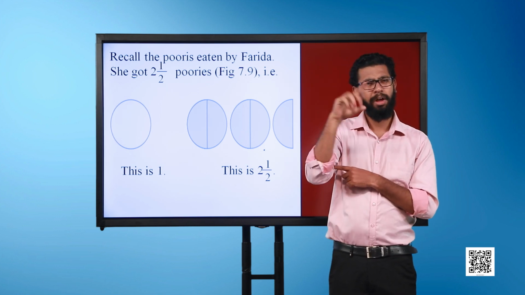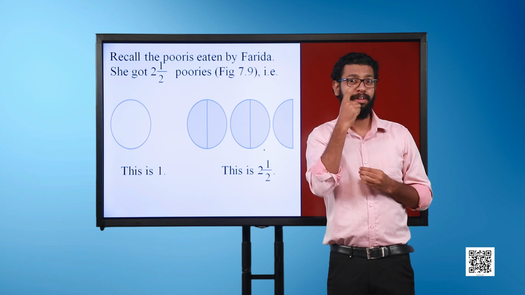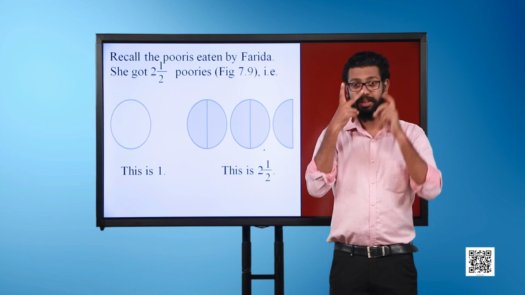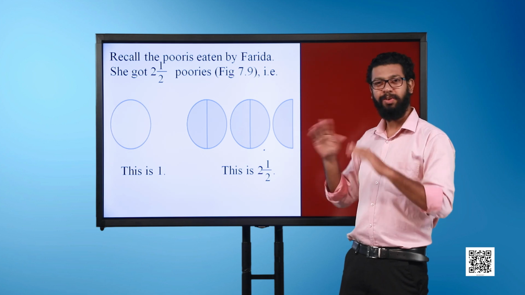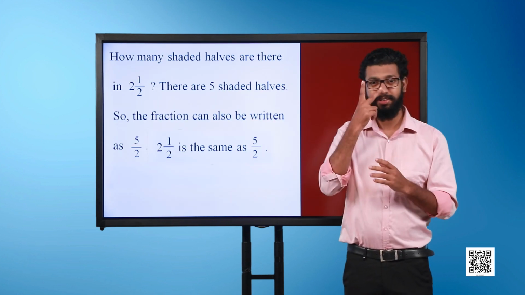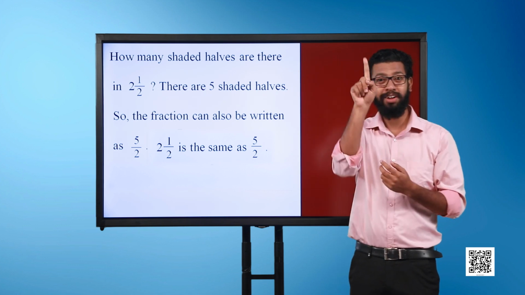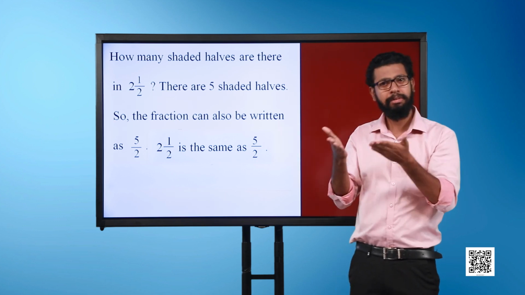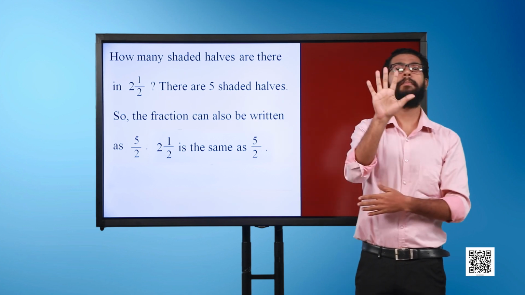Recall the puris eaten by Farida. She got 2½ puris. Figure 7.9. That is, this is 1, this is 2½. How many shaded halves are there in 2½? There are 5 shaded halves, so the fraction can also be written as 5/2. 2½ is the same as 5/2.